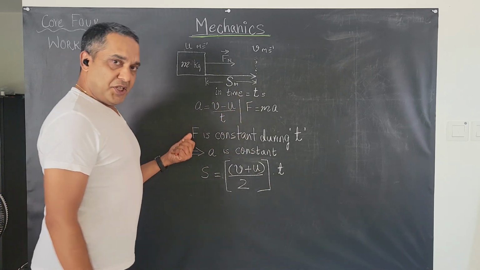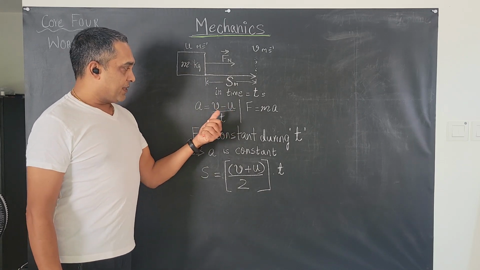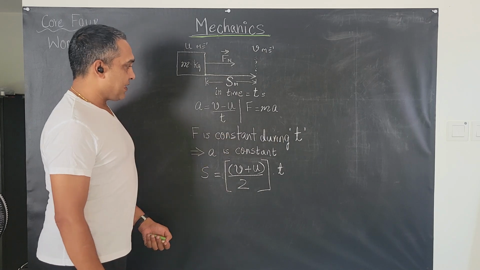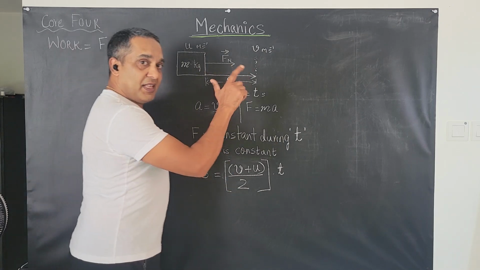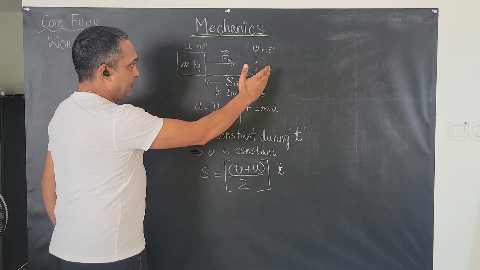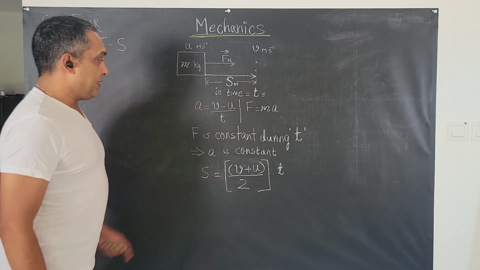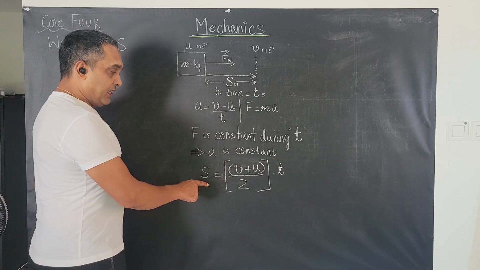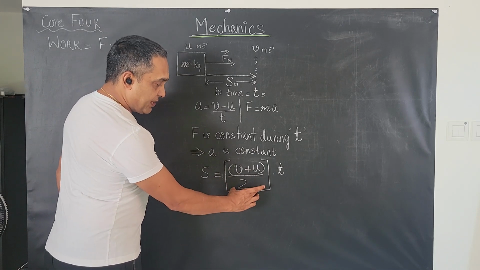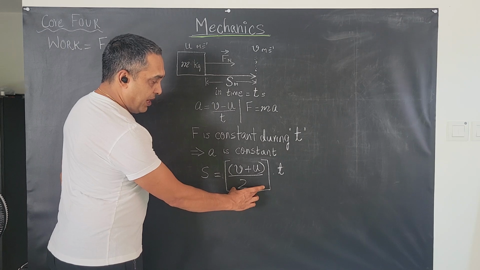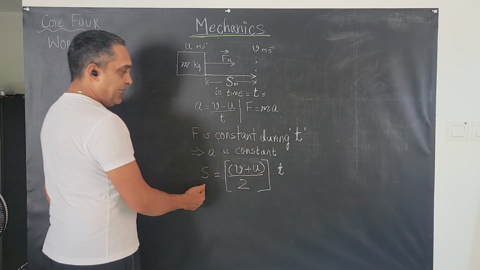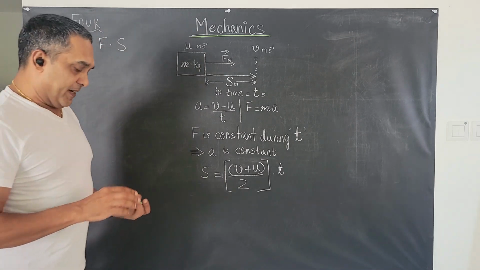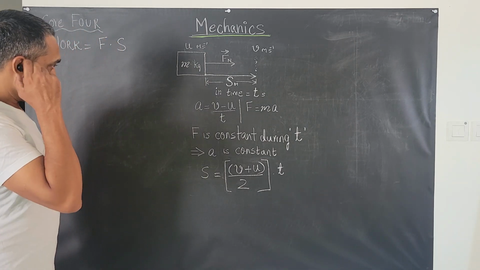We know acceleration is final velocity minus initial velocity divided by time. Force is mass times acceleration. If the force that I applied was constant to get this object to its final velocity, then definitely acceleration is constant. And when acceleration is constant, we also know that average velocity, which is v plus u by 2, times t, gave me distance traveled. And I wrote this down because I'm going to do some creative work here with this equation, okay?